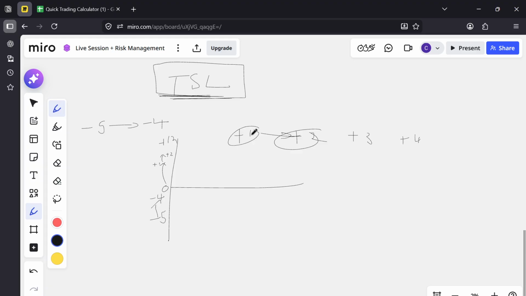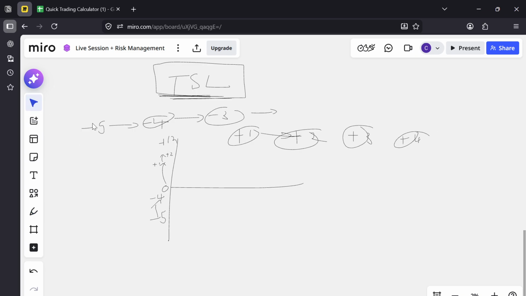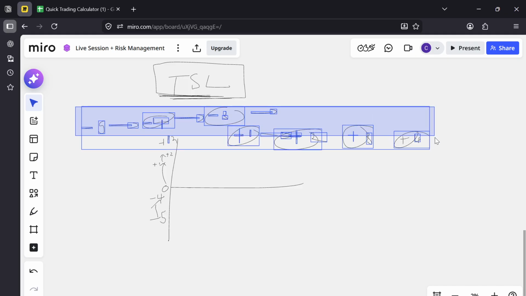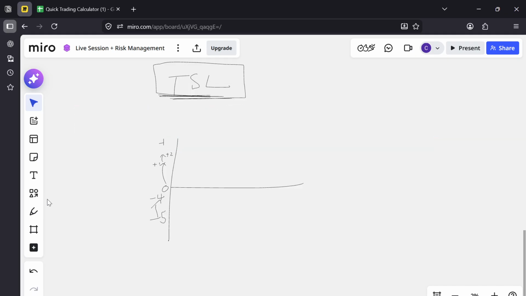The stop loss would have been at minus 4 at plus 1. If it moves to plus 2, you would move this to minus 3, right? And then you'd keep moving it so long as you're creating brand new highs on your current profit. That's pretty much all I mean here.